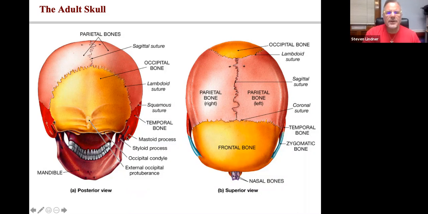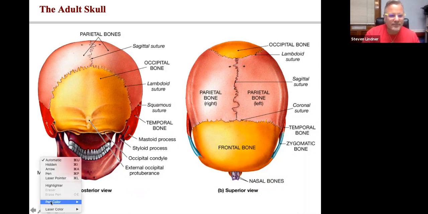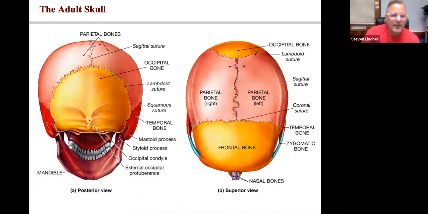If we look at the picture on the left here, you can see the mastoid process, and deep to it, if we move medial, right here is the styloid process. Again, here's the styloid process and the mastoid process. Let's see if I can use the pen there. Pen color, let's use blue. So right here is a styloid process, and here is the styloid process. There's the mastoid process.